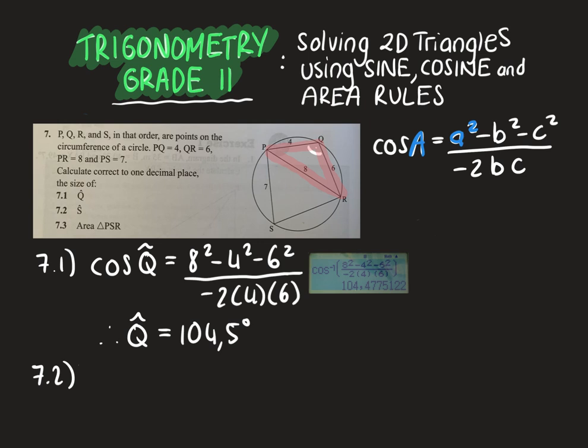Then 7.2, guys. 7.2 wants to work out the angle of S. So that's this angle over here. But didn't we mention before that our cyclic quad theorems are in play here? Why? Because that's a cyclic quad. So what do we know about cyclic quads? We know that the opposite angles in a cyclic quad are supplementary. What does supplementary mean? It means they add up to 180. So S is therefore going to be equal to 180 minus 104,5 degrees, which is equal to 75,5.